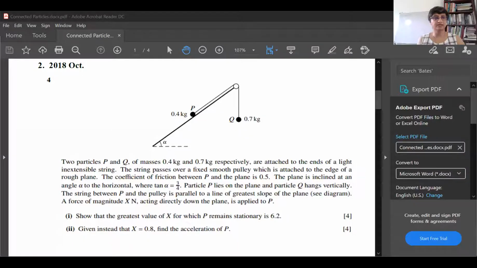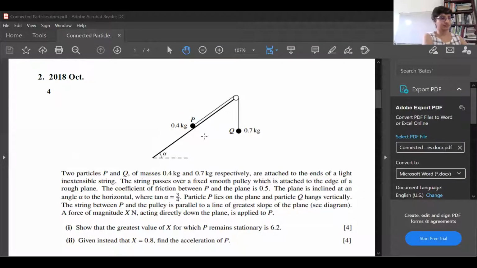We are continuing connected particles. I hope you all have the worksheet that I've sent to you. And we have to continue questions in that worksheet, right? So let us go to that. The last question we were discussing, I think was it the second question?